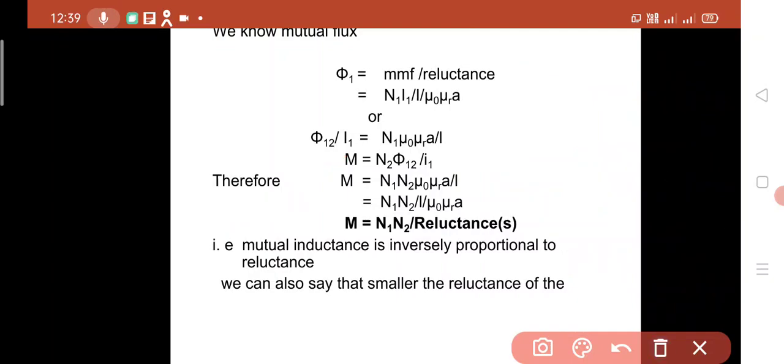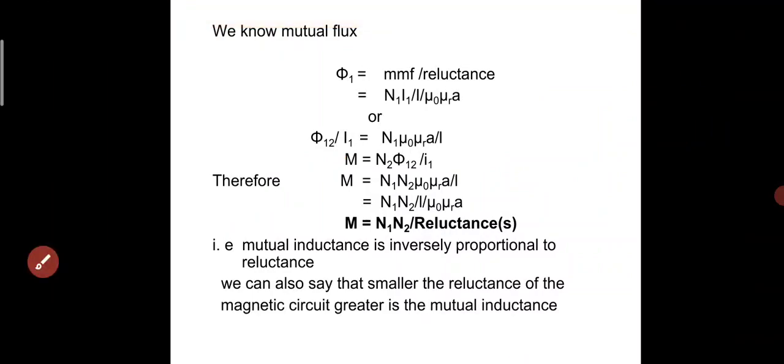The mutual inductance is inversely proportional to reluctance. We can also say that the smaller the reluctance of the magnetic circuit, the greater is the mutual inductance.